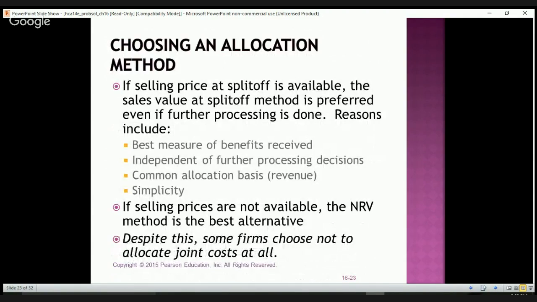When choosing an allocation method, consider the following. If selling price at the split-off is available, the sales value at split-off method is preferred, even if further processing is done. Reasons include best measure of benefit received, independence from further processing decisions, common allocation basis, and simplicity. If selling prices are not available, then the NRV method is the best alternative. Despite this, some firms choose not to allocate joint costs at all.